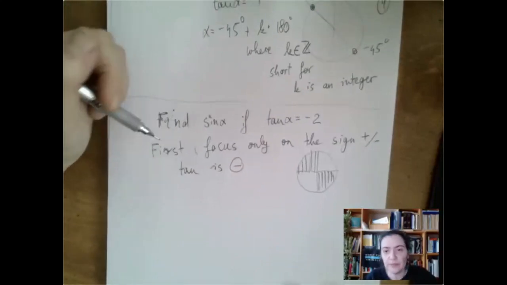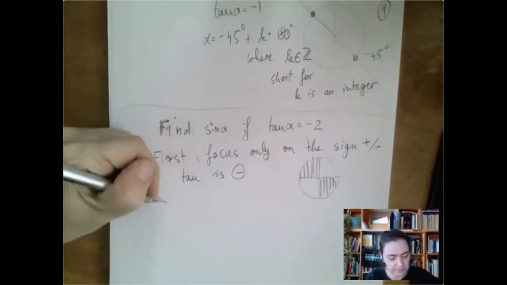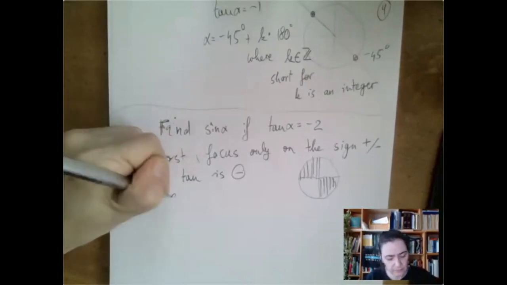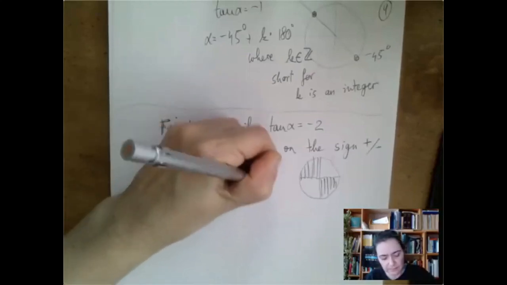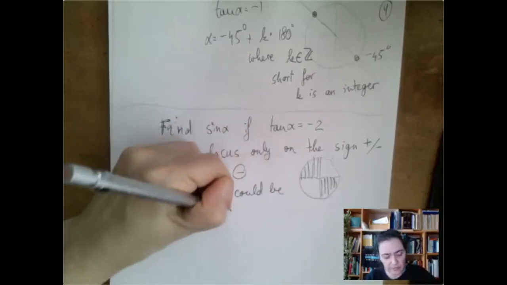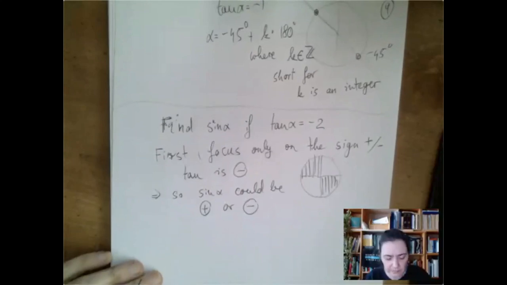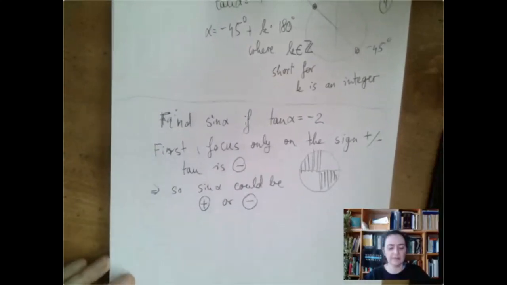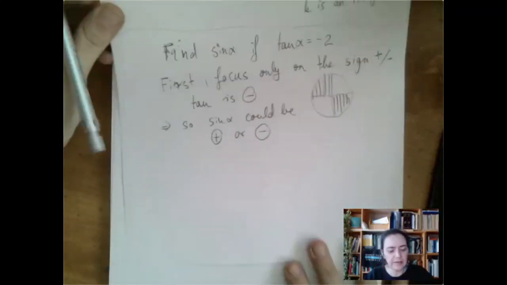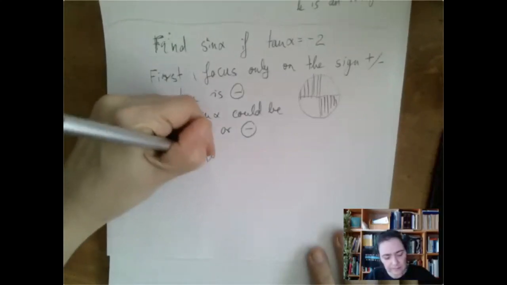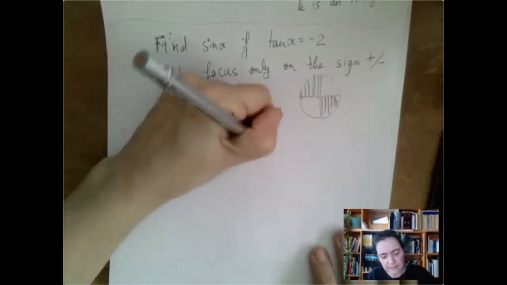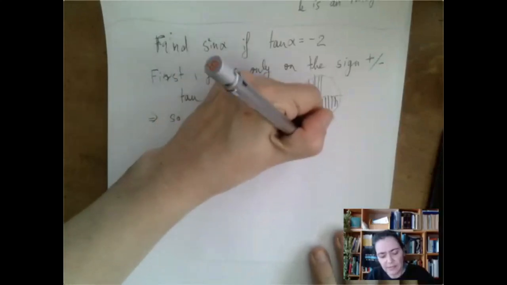So sine alpha could be positive or negative, right? So sine alpha could be positive or negative. Am I getting it right? Yes, I'm getting it. Now ignore the sign and solve as before.